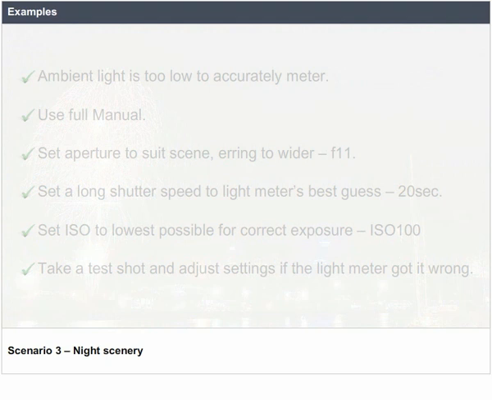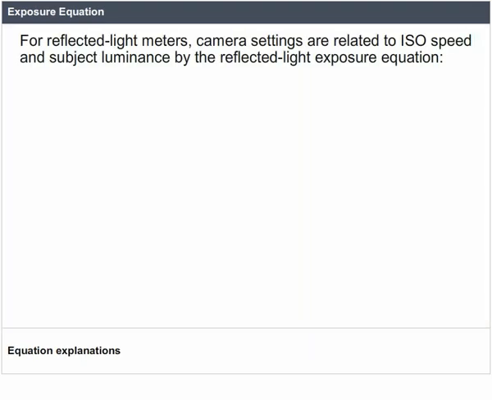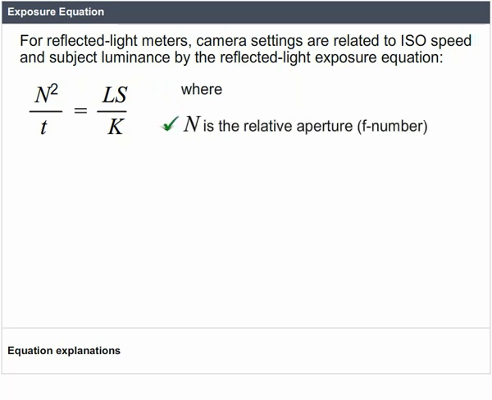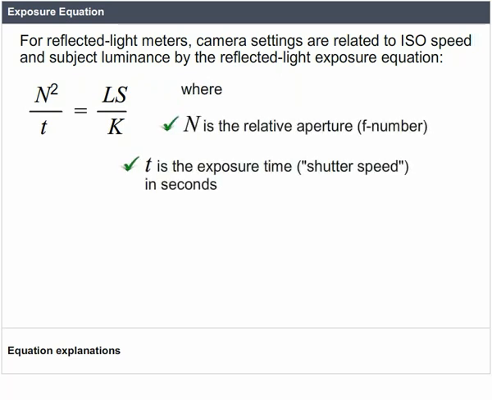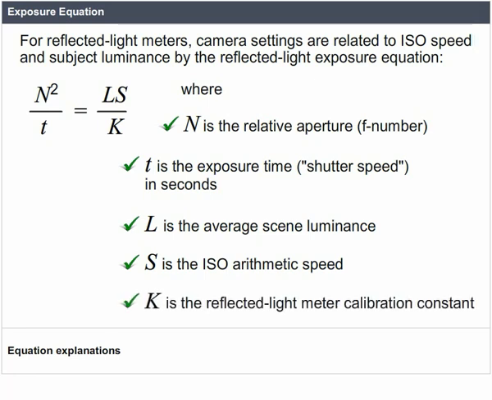Exposure equation. Equation explanations. For reflected light meters, camera settings are related to ISO speed and subject luminance by the reflected light exposure equation. N squared by T equals LS by K, where N is the relative aperture, F number, T is the exposure time, shutter speed in seconds, L is the average scene luminance, S is the ISO arithmetic speed, K is the reflected light meter calibration constant.